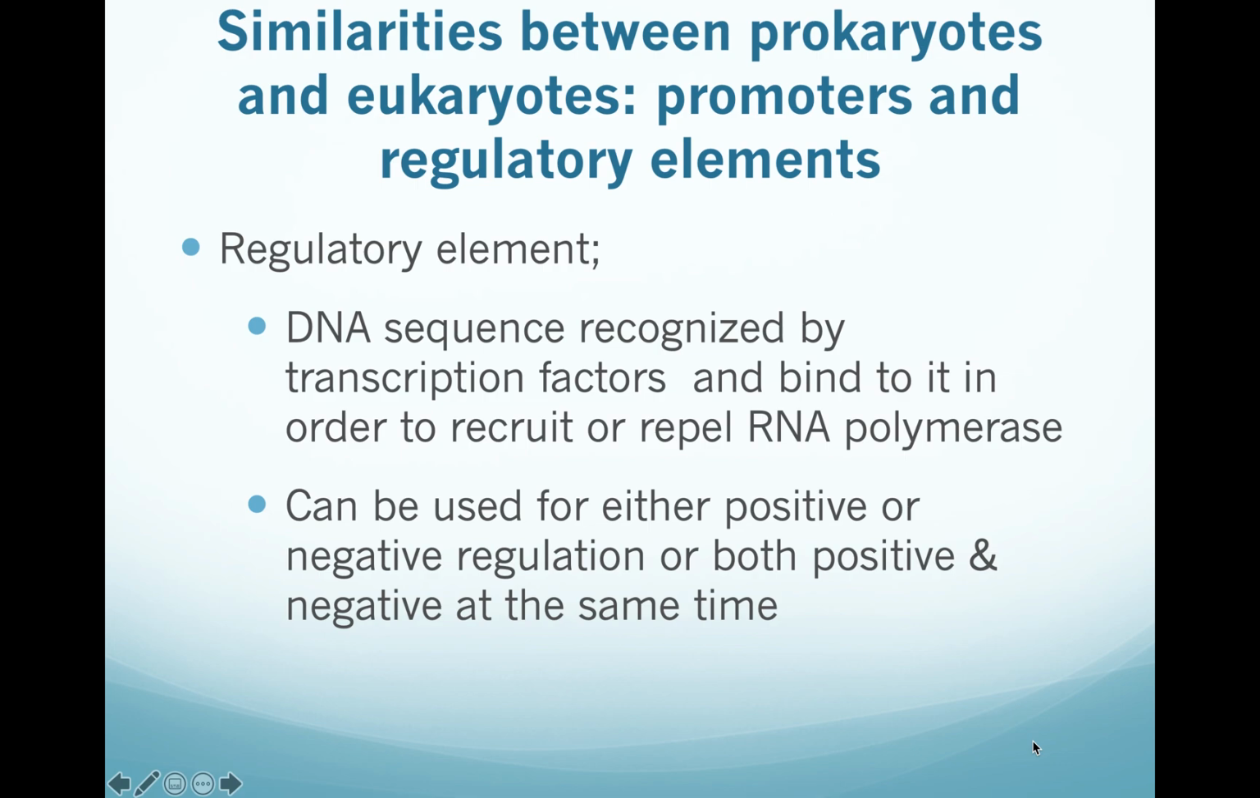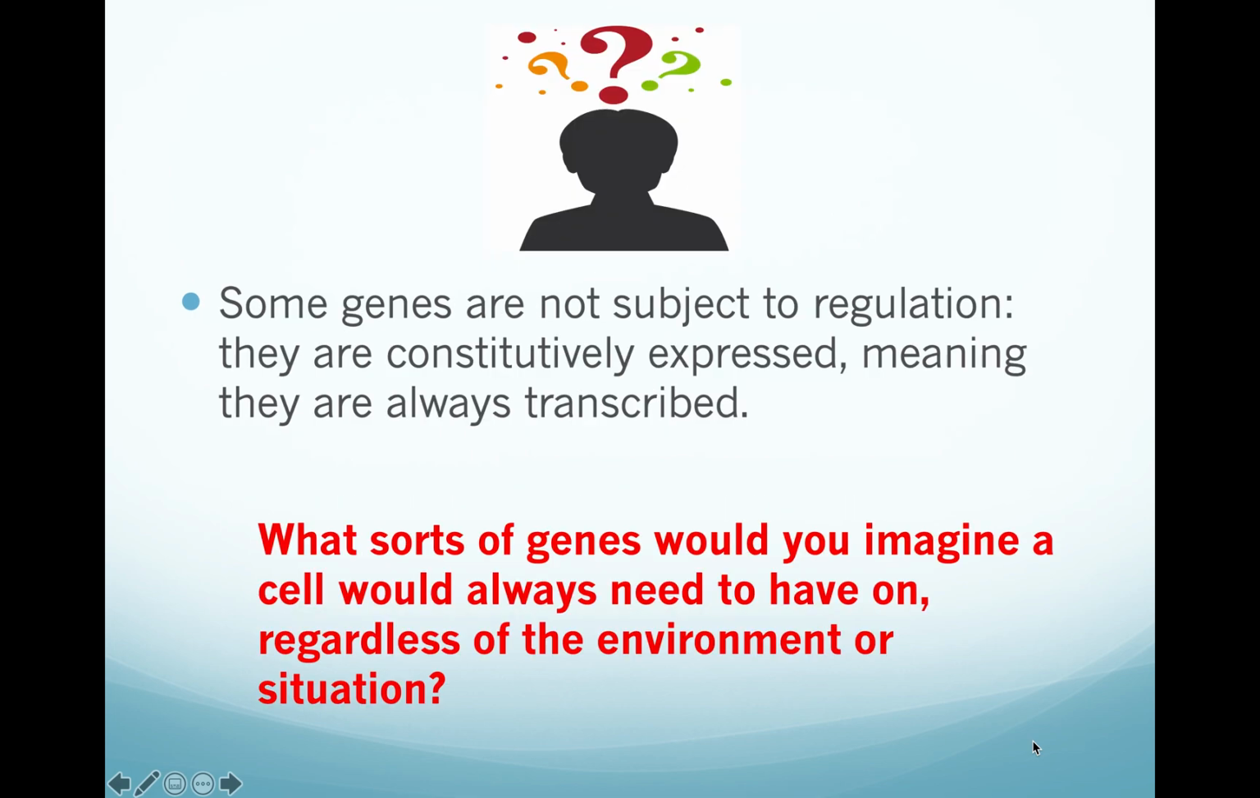So secondly, let's have a look at the regulatory elements. What are they? They are basically DNA sequences which are recognized by the transcription factors, which will bind to them in order to recruit or repel RNA polymerase. This is always true in prokaryotes, because there are certain sequences that will be recognized by the transcription factors. So it could be used for either positive or negative regulation, and both positive and negative at the same time.